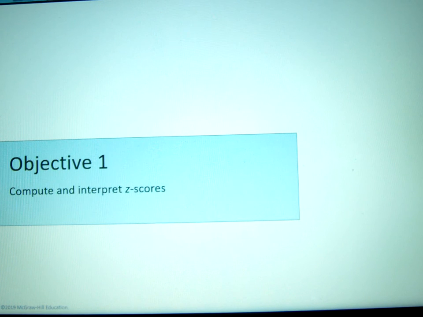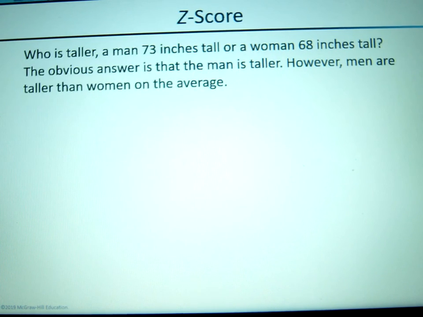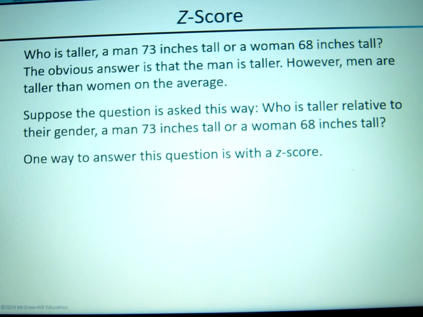So first, let's talk about computing z-scores. What is a z-score? So let's take a look at this question. Who's taller, a man that's 73 inches tall or a woman that is 68 inches tall? The obvious answer is the man is taller. However, men are taller than women on average. So suppose a question was asked in this way. Who is taller relative to their gender? A man that's 73 inches tall or a woman that is 68 inches tall? So one way to answer this question is with a z-score.